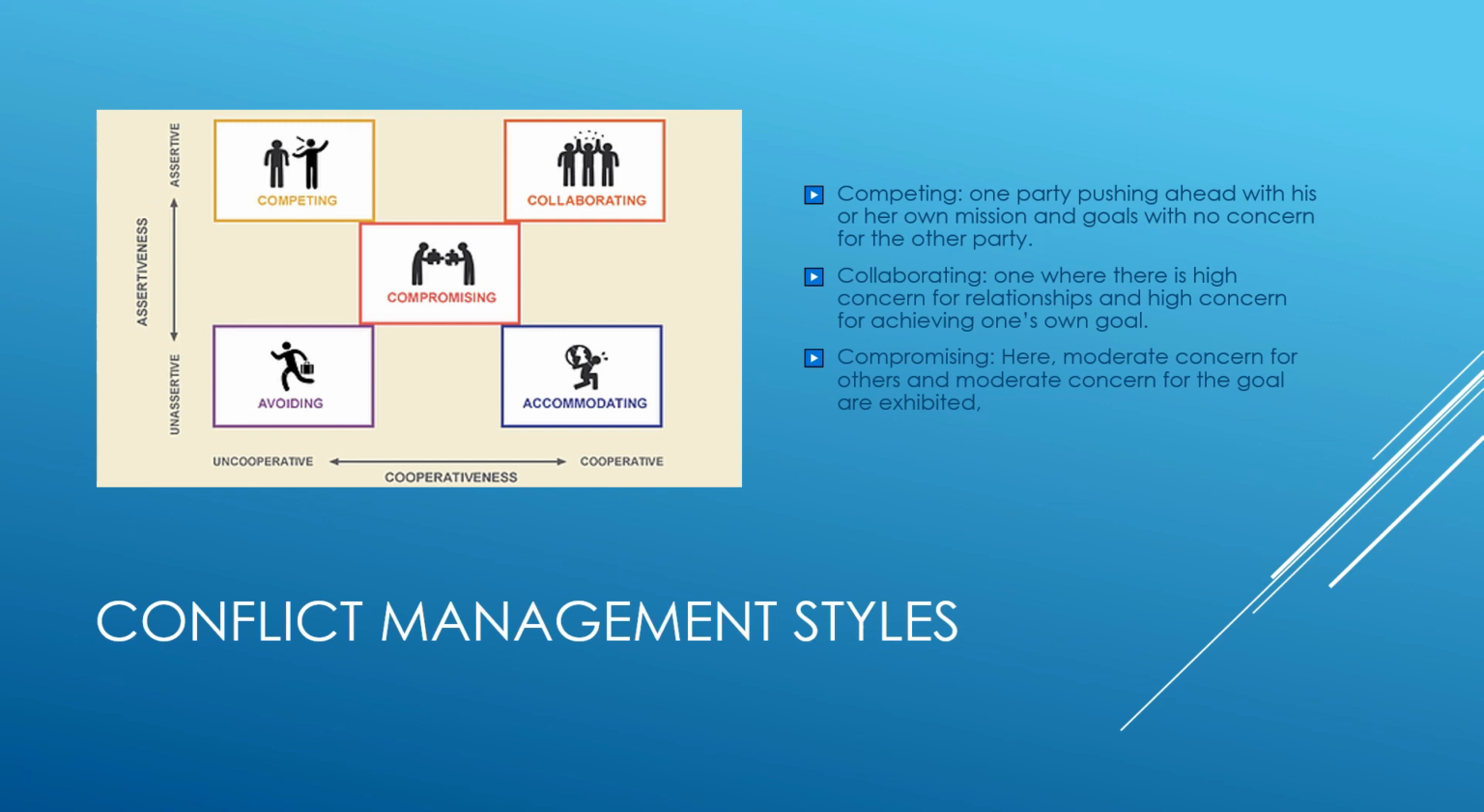Right in the middle of the image is the compromising style of conflict management. Here, there is moderate concern for others and moderate concern for the ultimate goal, and focus is placed on achieving the middle ground where all the parties can be happy.